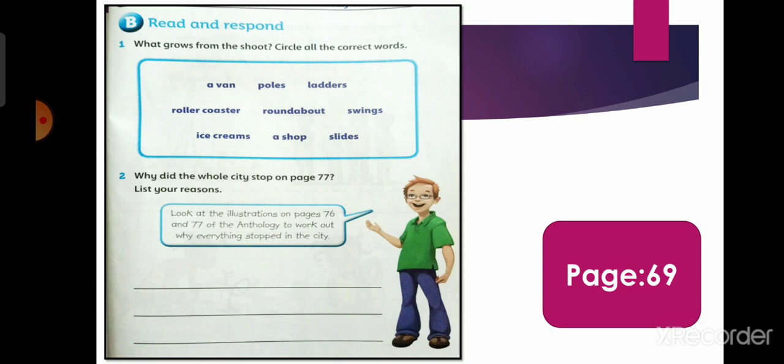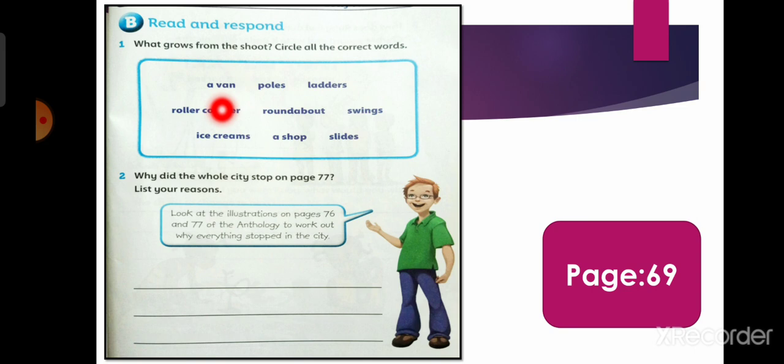This is page number 69. The first question on this page is, what grows from the shoot? Circle all the correct words. You can see here's a list of words. You have to circle only those words that grow from the shoots. Okay? I'm reading the words and you will tell me whether it grew from the shoot or not.